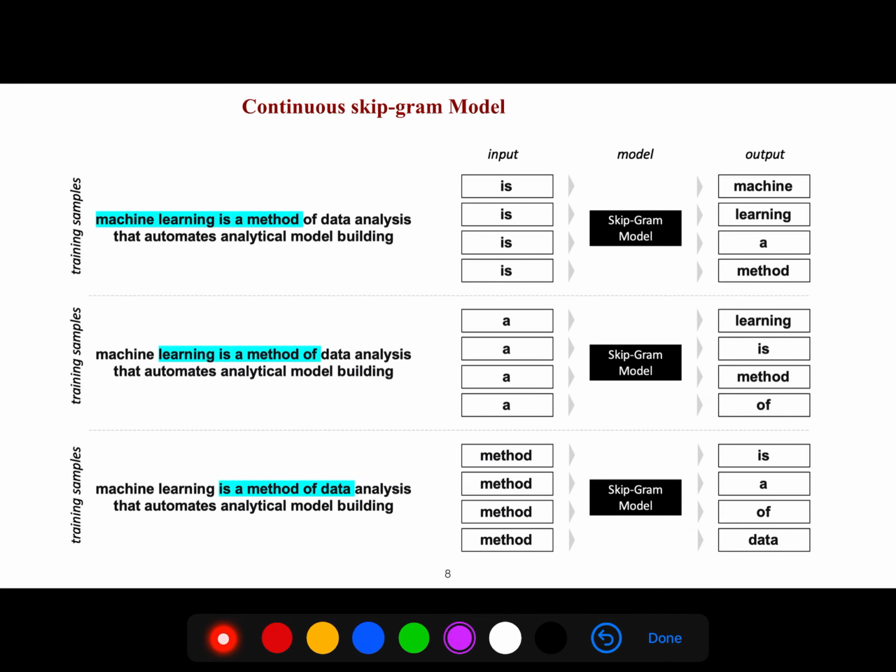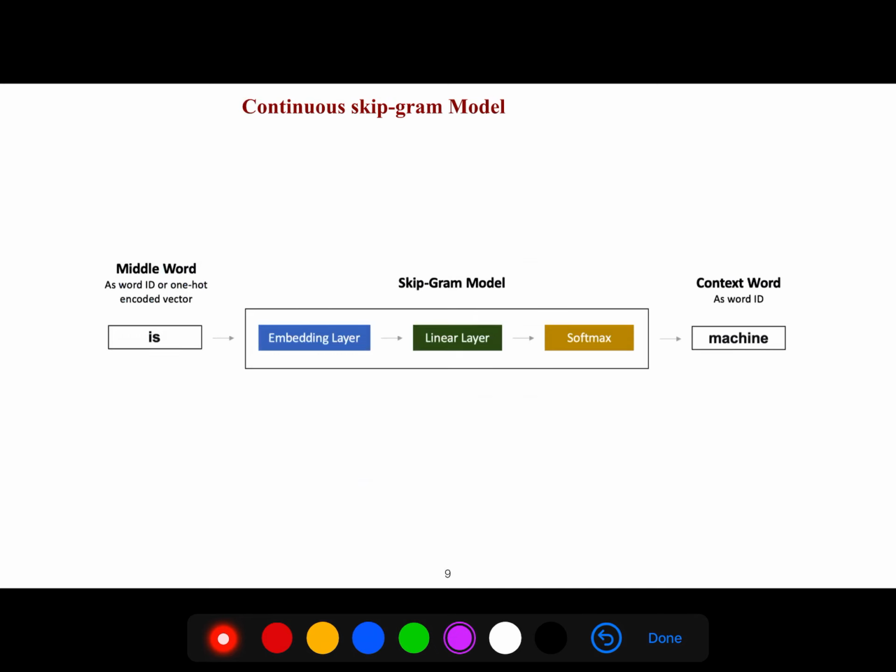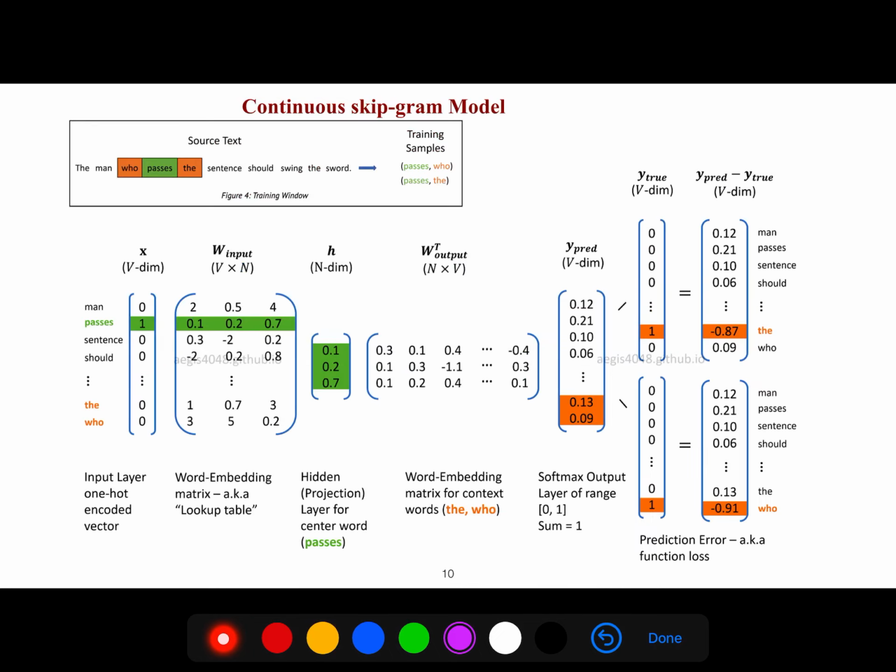So this is the continuous skip-gram model. If you give is to the model, then the context words are machine, learning, and a, method, and so on. So you see, it's pretty obvious that you give the middle word, and what you get is the probabilities of the context words. For example, here you give this one-hot vector for passes, and this is the probability that you receive for the context around it, for example, the and who.